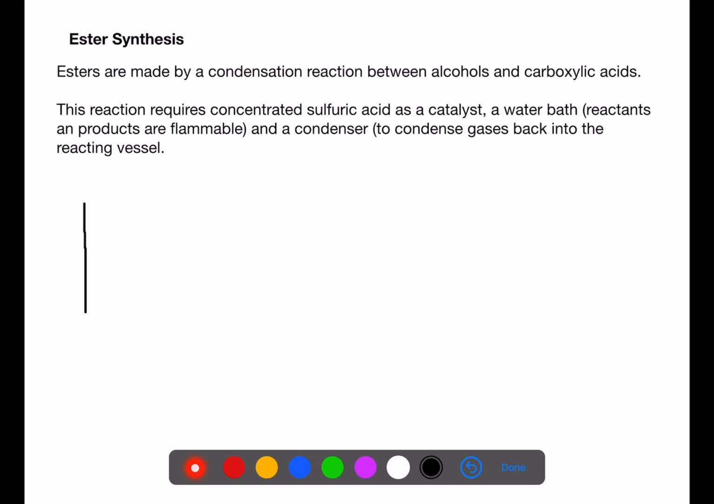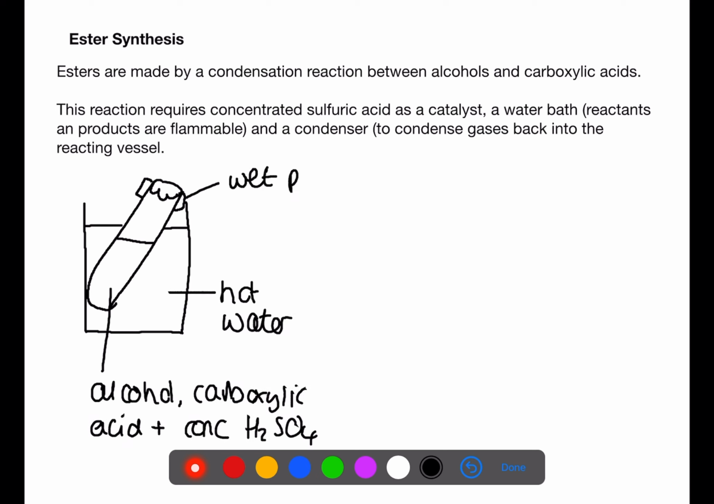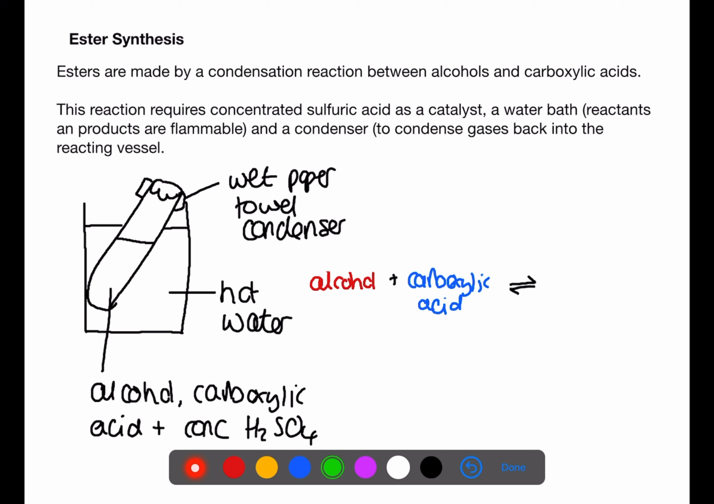Esters are made in a condensation reaction between alcohols and carboxylic acids. This reaction is slow, so requires heating in a water bath, as the reactants and products are flammable. It also requires concentrated sulfuric acid as a catalyst, and a condenser to stop gases from escaping throughout the reaction.